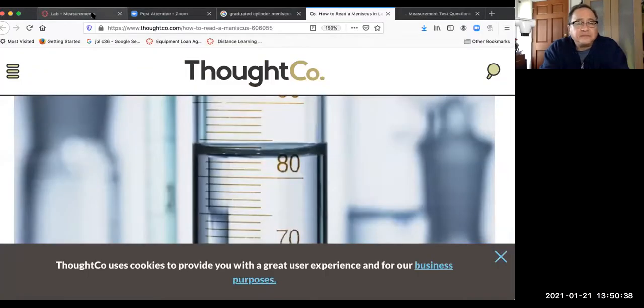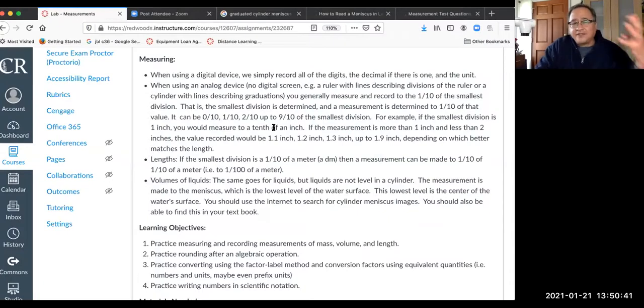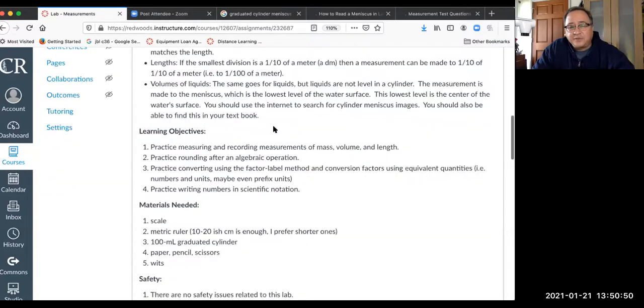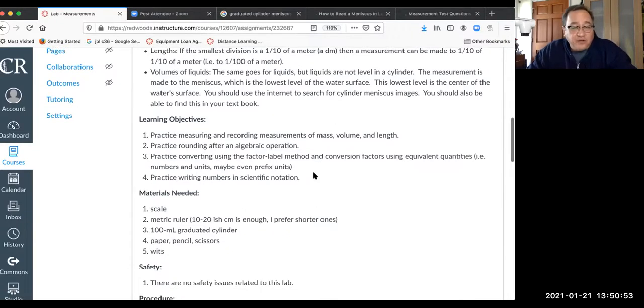Okay, that being said, I'm going to go to the document for the lab. Okay, so all of that stuff I just talked about is right here under measuring. And then we have the learning objectives, which basically say we're going to learn how to measure mass, volume, and length. We're going to learn how to round after an algebraic operation. We're going to learn how to convert, and we're going to learn how to write things in scientific notation.